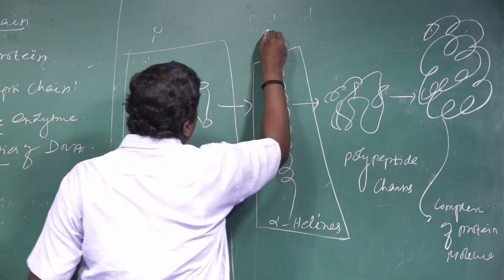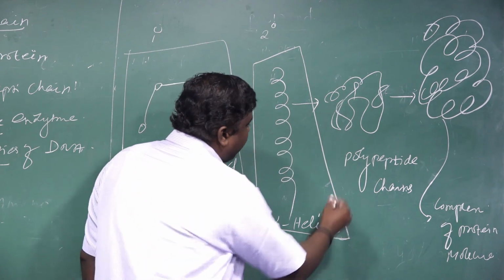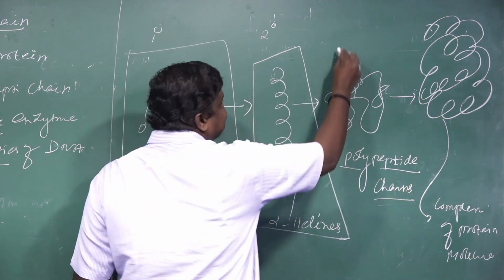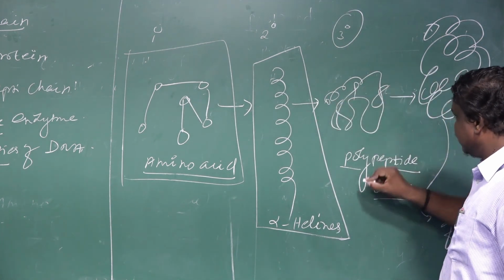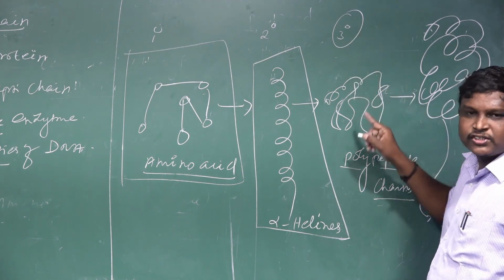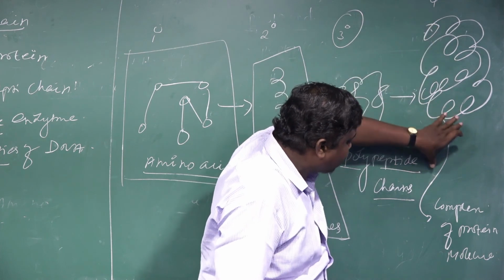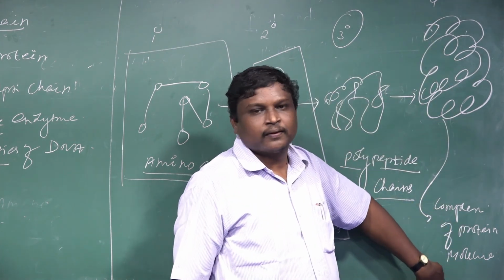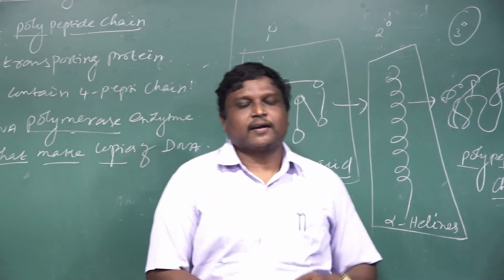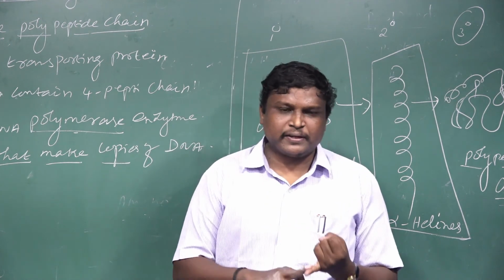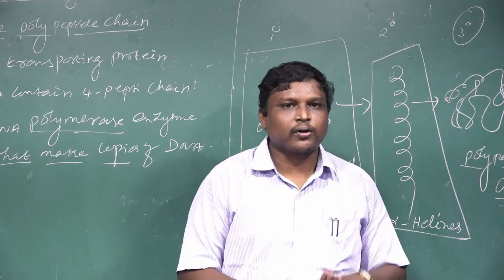The secondary structure is the alpha helix. This is a secondary structure of a protein. Third one, the polypeptide chain is a tertiary structure of a protein. Next, fourth one is the quaternary structure, a complex of protein molecules. There are 4 major structures. First, primary structure. Second, secondary structure. Third, tertiary structure. Fourth, quaternary structure.